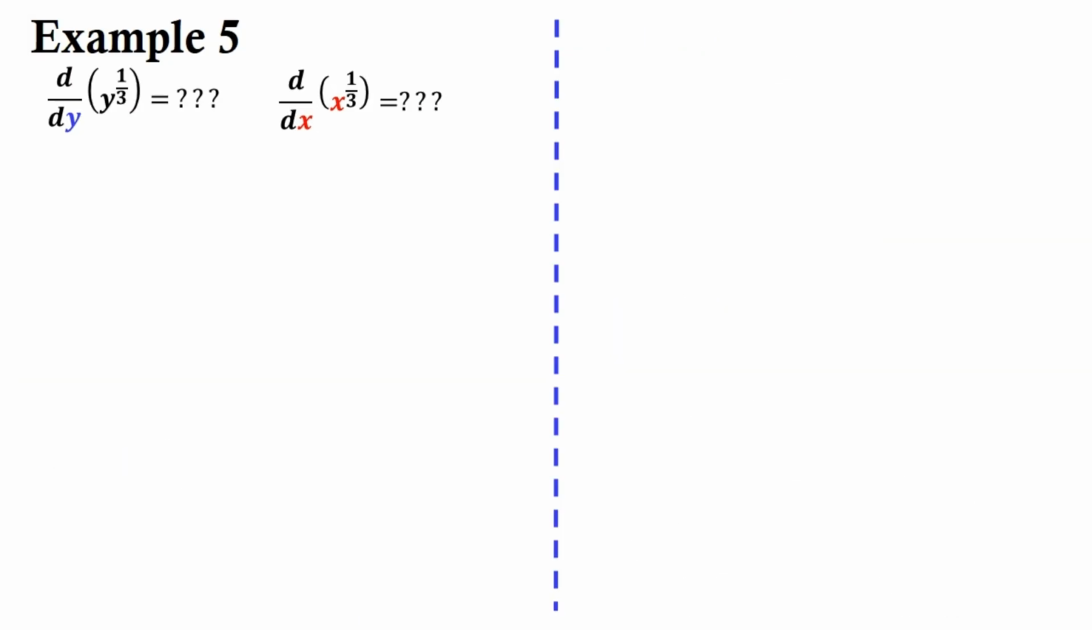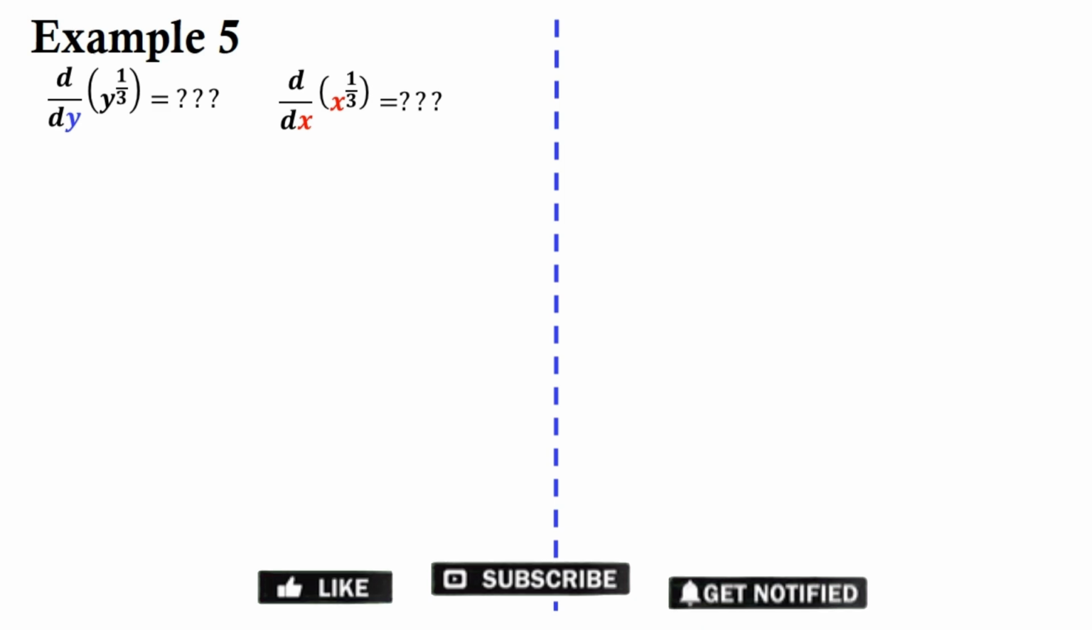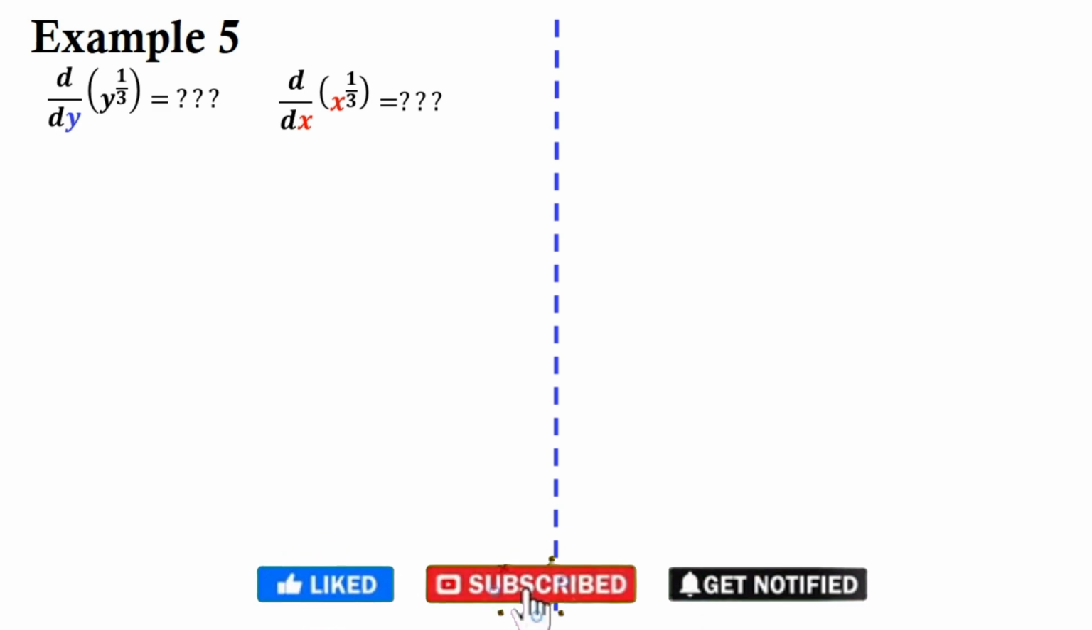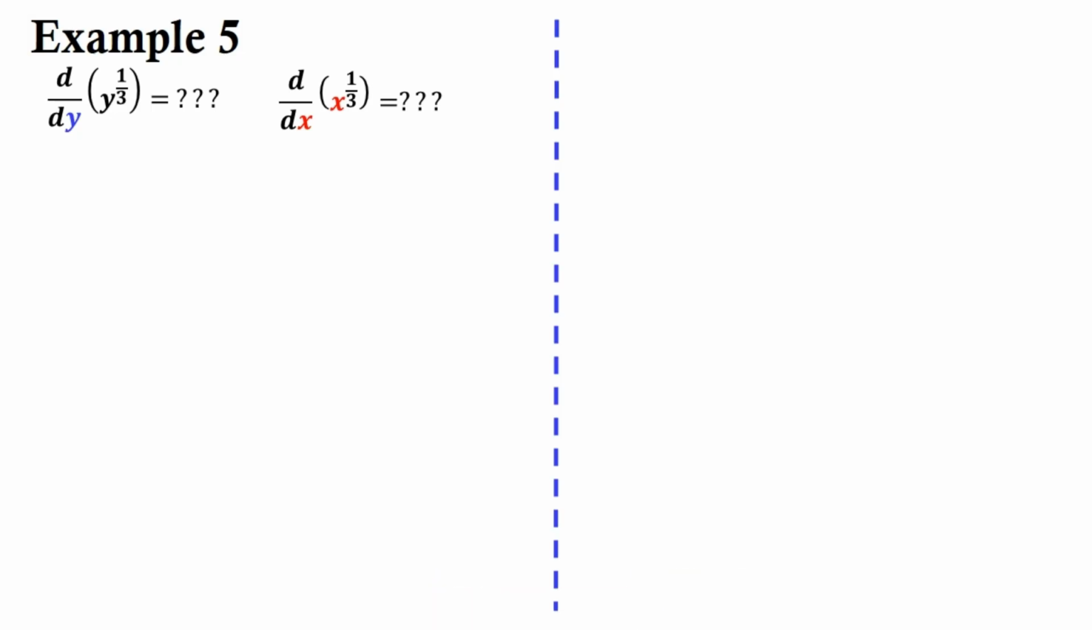Welcome to the last example. This time around, we are going to consider y raised to power 1 over 3. Y raised to power 1 over 3 is also an inverse function. Remember, I mentioned something like that during the physical lecture on the functions of real variables. So this time around, we are having y raised to power 1 over 3, and we want to differentiate it with respect to y. And at the same time, x raised to power 1 over 3, we want to differentiate it with respect to x. So what are we going to get? Both of them are inverse functions.